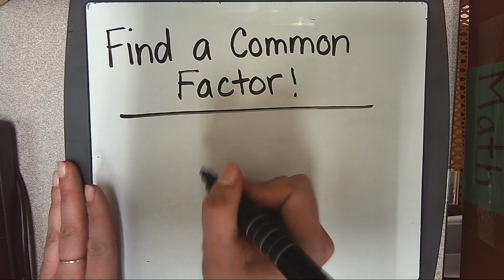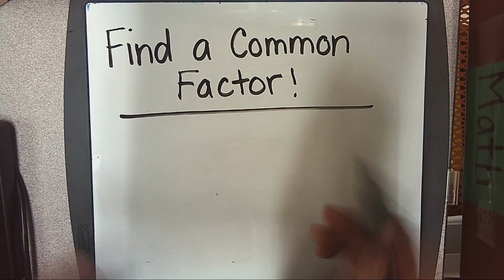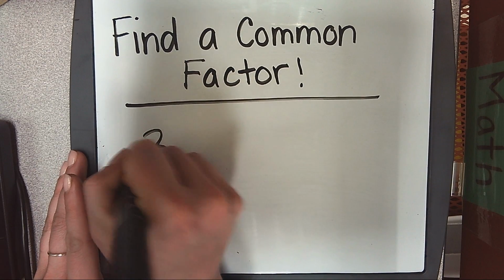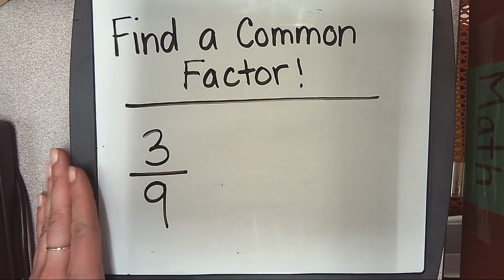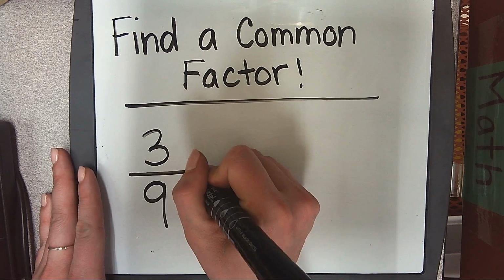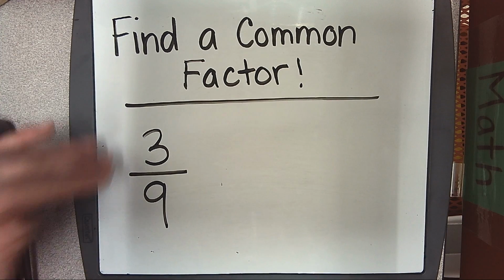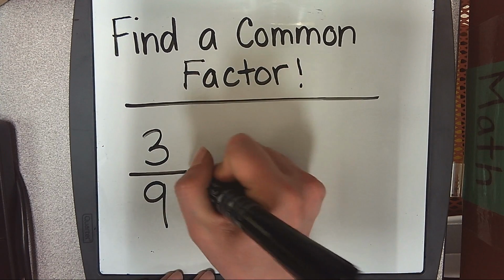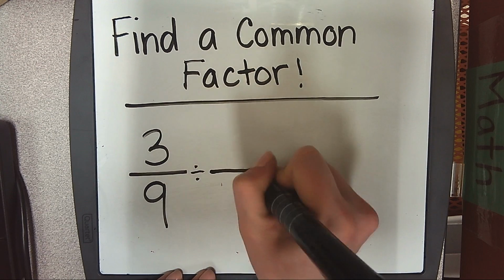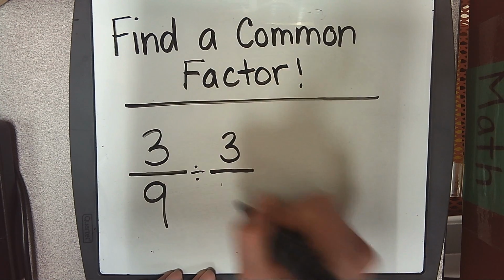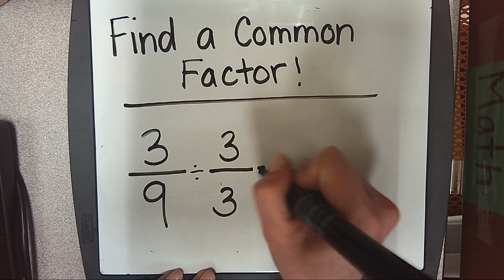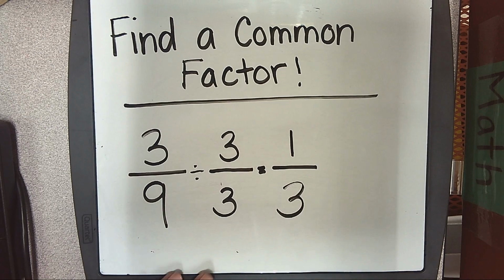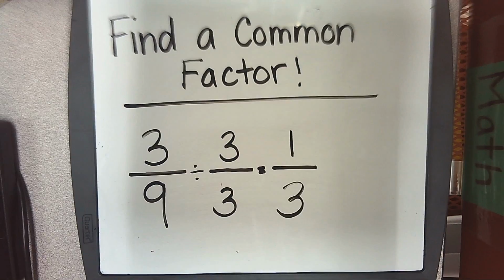Another example, let's find a common factor to use division to get an equivalent fraction using 3/9. Some people might see instantly, I know that 3 times 3 gives me 9. So I know that I can divide the numerator by 3 and the denominator by 3 in order to come up with 1/3 as my equivalent fraction.